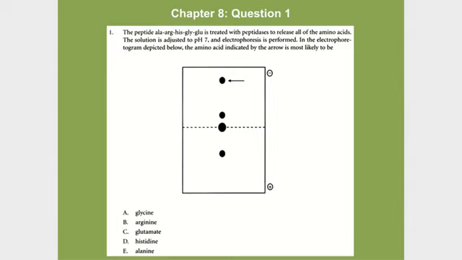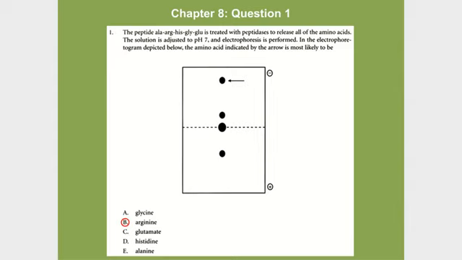Question 1. It says there's a peptide of 5 amino acids. It's treated with peptidase to generate 5 individual amino acids. The individual amino acids are then subjected to electrophoresis. At the top is the negative terminus. At the bottom is the positive terminus. At the dotted line, if the mixture of the 5 amino acids is placed at the dotted line, you see a variety of spots. And they're asking in this vignette, the amino acid indicated by the arrow is which of the 5 amino acids? And the answer is option B, arginine.